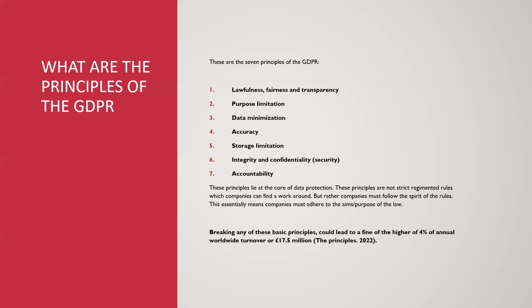The GDPR is not toothless, in a sense, because breaking any of these principles could lead to a fine of 4% of annual worldwide turnover, which for big organizations like Google is probably why that's there, or 17.5 million pounds. Interestingly enough, there's a website which will show you what companies have been fined under the GDPR. It's been more based on the EU, but it also shows some British companies that have been fined.